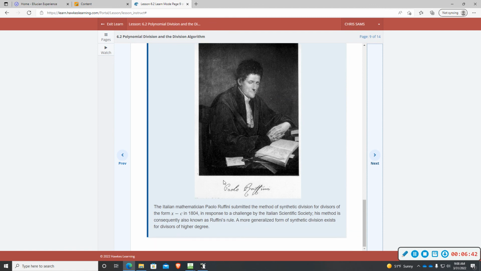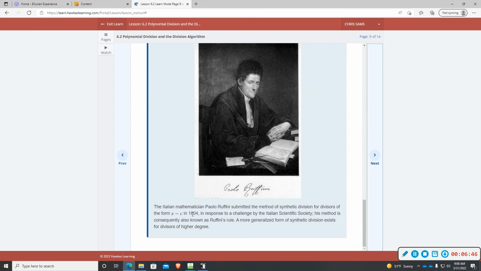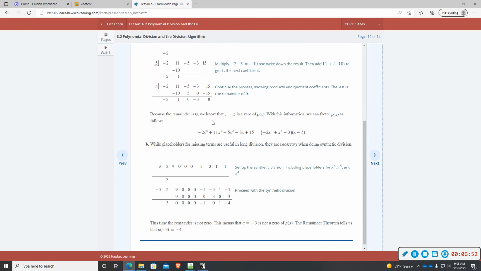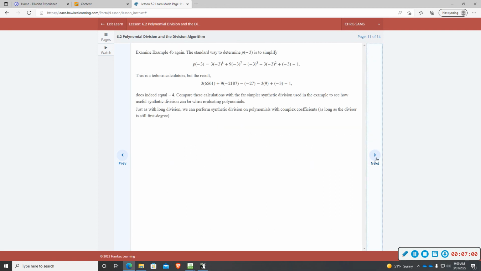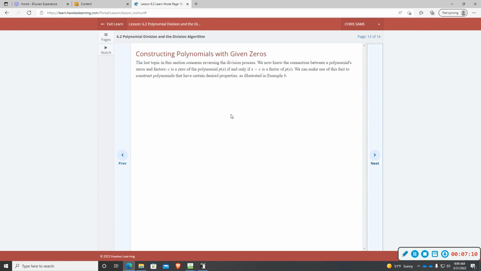So this is a little history of how synthetic division was birthed, 1804. And then here are some more examples with synthetic, and I'll explain the process with the missing terms as we practice them in HAWKES. And then some more. So when you have the imaginary number, it gets a little bit more challenging, but still solvable.